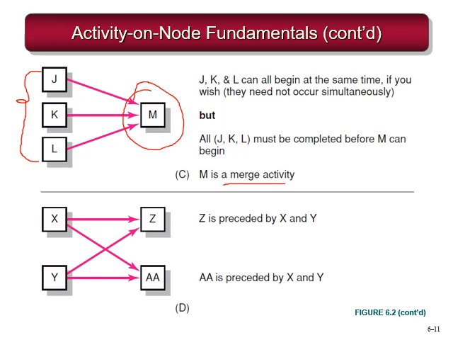Z is preceded by X and Y. Okay, so you have to complete both X and Y before you start Z. Same as double A, which is preceded by X and Y. So you have to complete X and Y before you start either of these two activities, Z and double A.